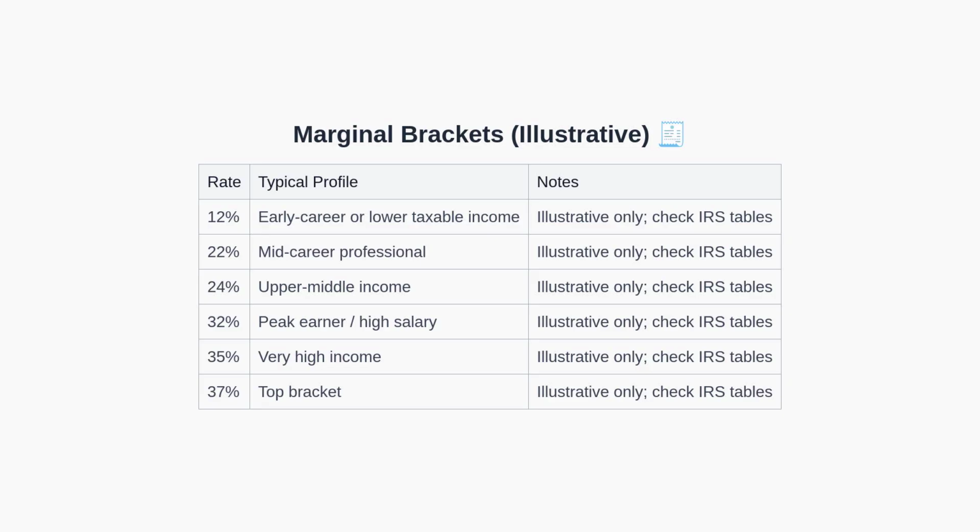To keep this video broadly applicable, this table shows common marginal rates at a high level without specific income thresholds, which change over time with inflation adjustments and legislation. Treat this as a conceptual map only, and always verify the current IRS tables for your filing status.